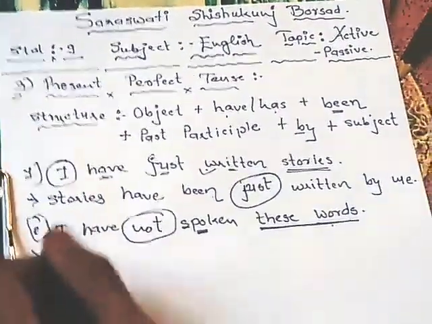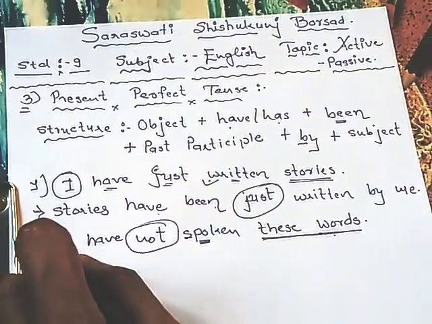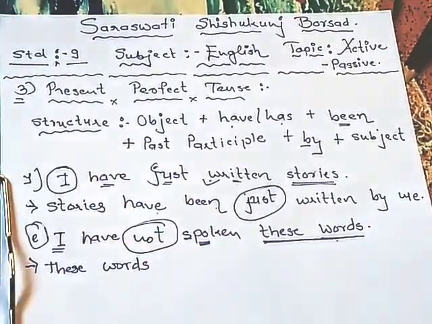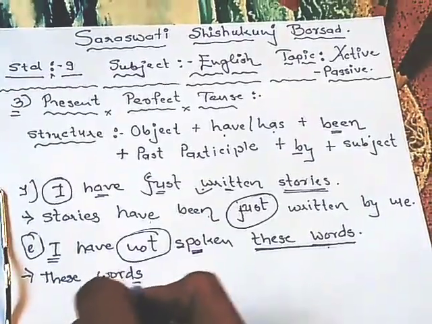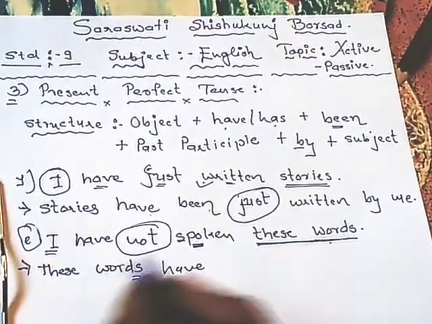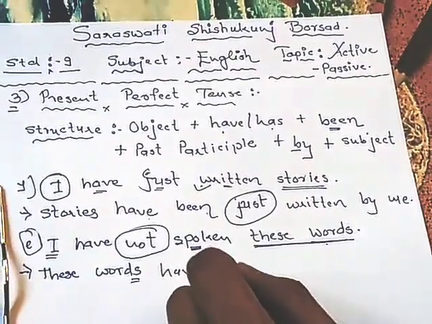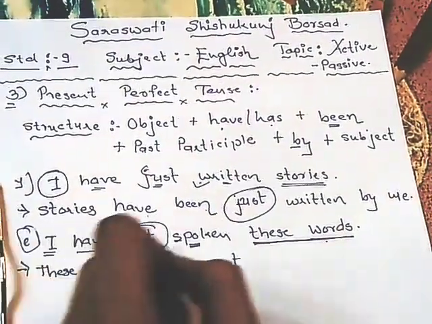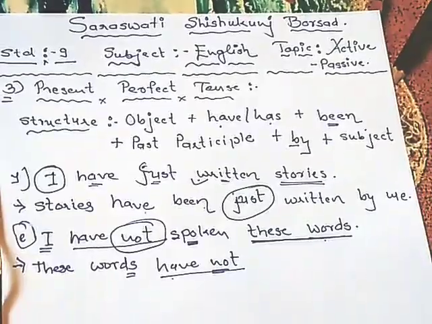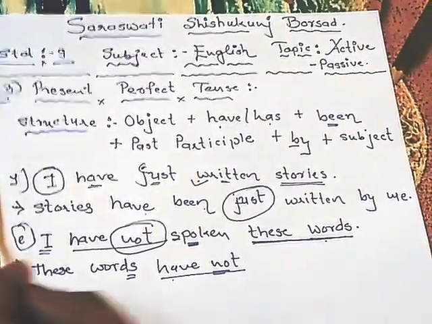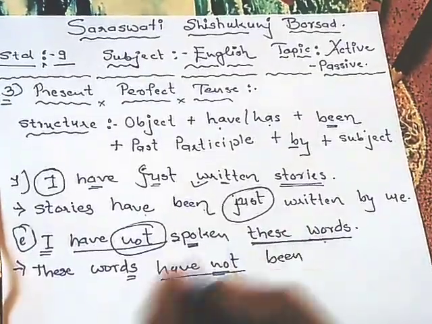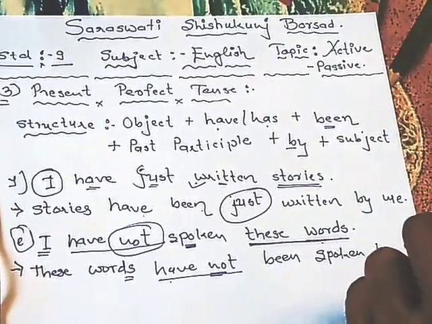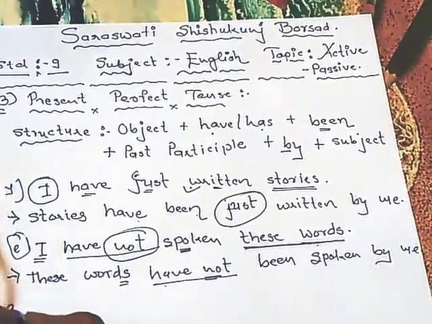Now let us change it, but keep in mind that this is a negative sentence, nothing to do here. Firstly put the object in the very beginning, these words. Then have or has. Plural is there, that's why have, and along with have or has you have to add not. If a negative sentence is given to you, it means have not or has not will go along. This is the main thing. These words have not been spoken by me. This is your answer for the negative sentence.